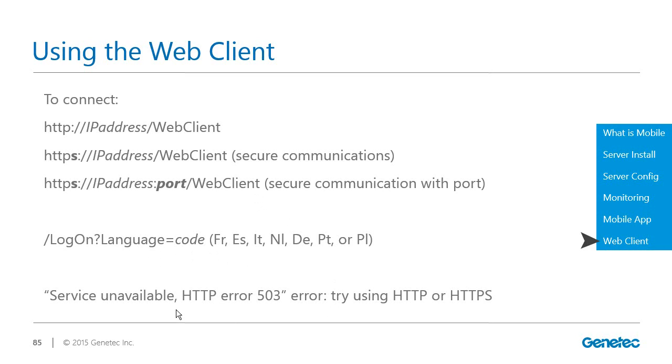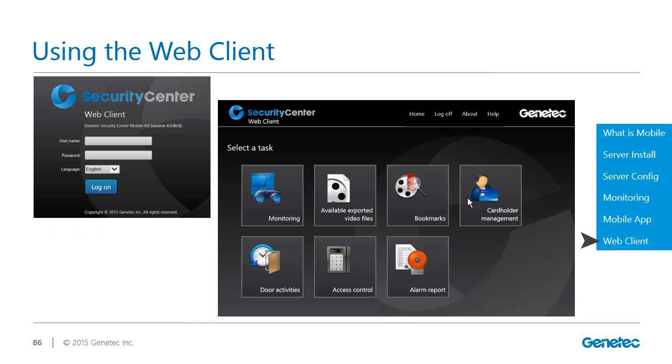Now, as we mentioned before, if we do see that service unavailable HTTP error 503 message, just try to add or remove the S from the HTTP in the URL for secure communications. So once we enter our credentials here and we click on log on here, we're going to get to the home page. To log off, we just need to click on the log off button on the top right of the page. And as you can see, the new interface is a lot more streamlined and a lot easier to get to what you want to see.